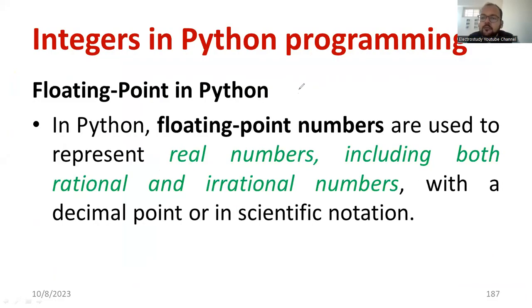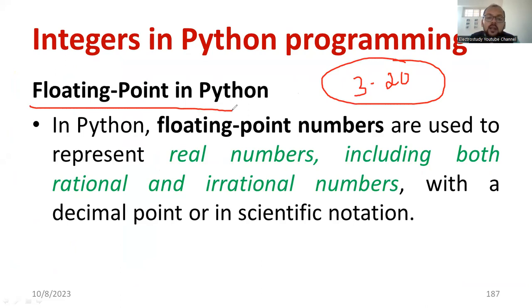Like integers, we have to focus on floating point. For precision work, we require floating point. For example, 3.2. This is actually a decimal fraction value. So these kinds of values will be operated by using the data type called floating point data type in Python. So Python supports the floating point data type.